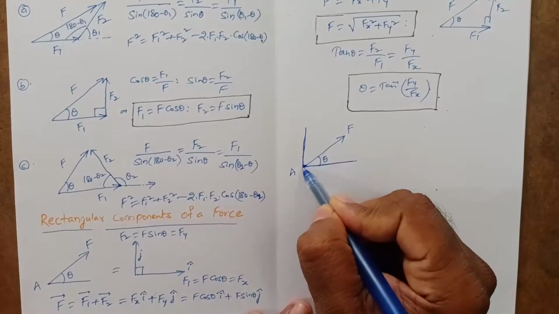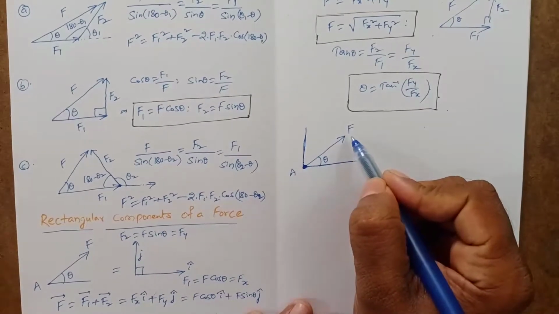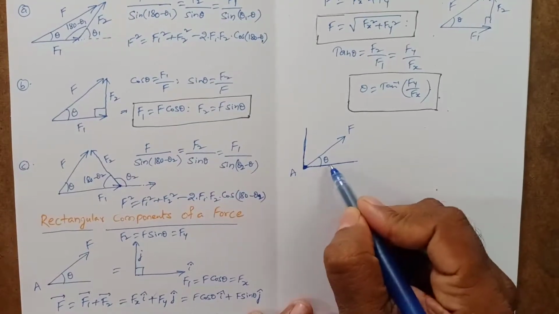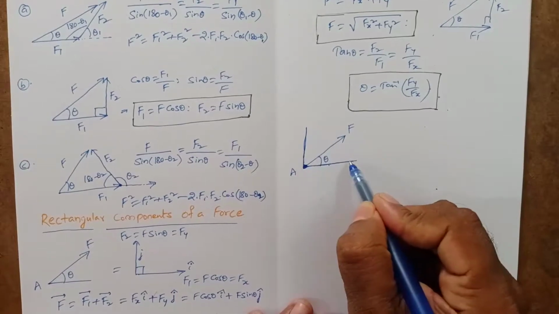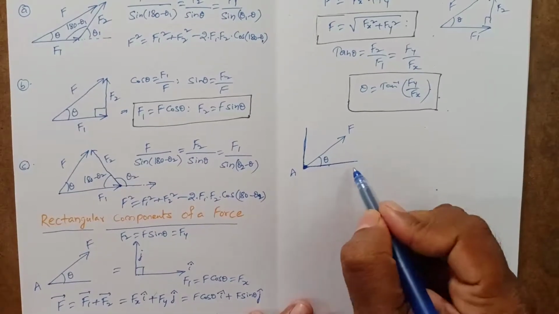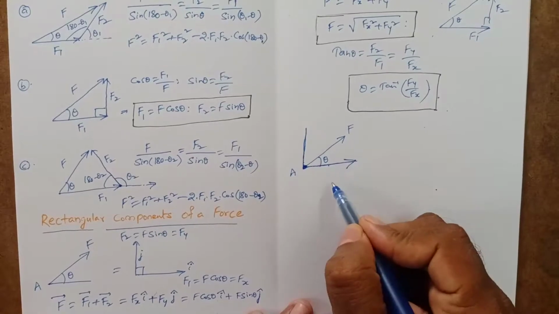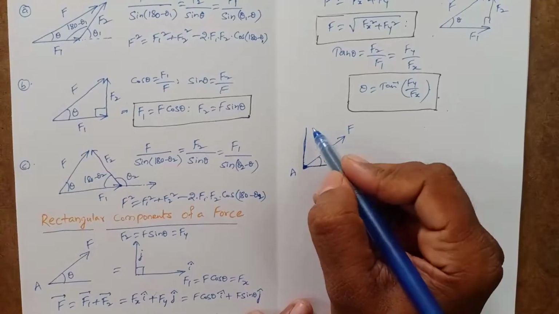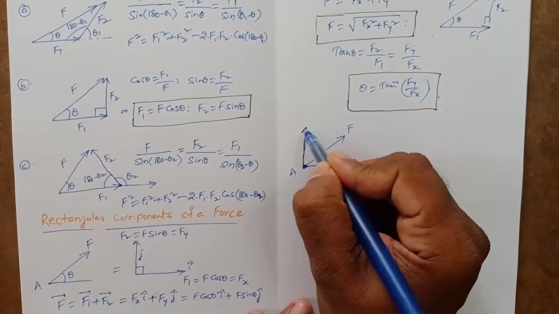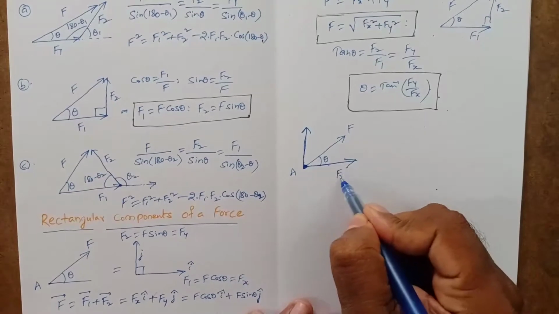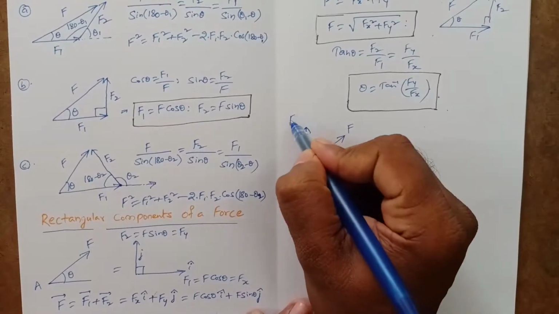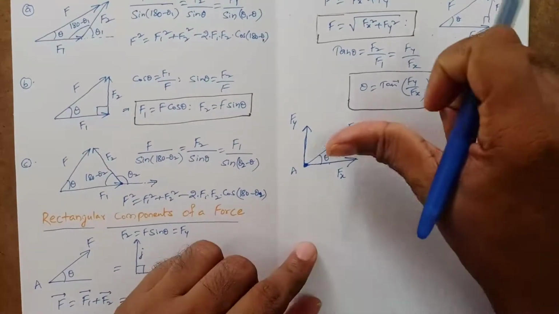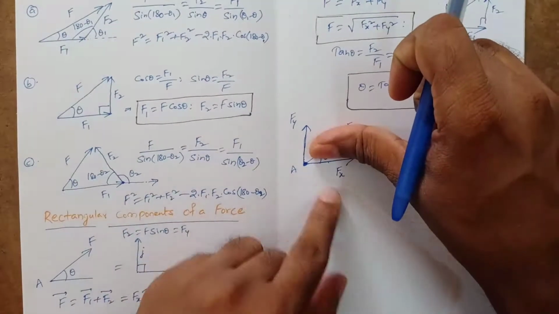Since with respect to this point the direction of force F is away from this point, both the components of this force must also act away from this point. That implies this component direction must be away from this point. Similarly, the vertical component direction also must be away from this point. This we call the x component, that is Fx, and this we call the y component, Fy. So now we have replaced this force F by its two rectangular components Fx, Fy.